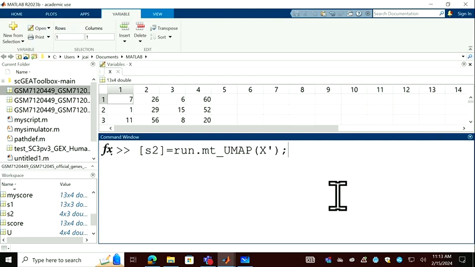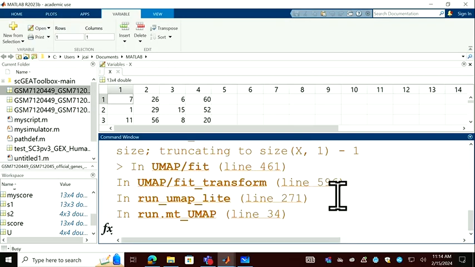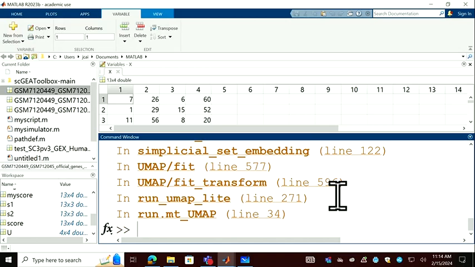So you need to transpose this, okay? Because this function is inside the single cell data, it takes variables where rows are the variables, columns are the samples. So this should give you 13 by 3. Yeah. Some warning message, but it's okay.